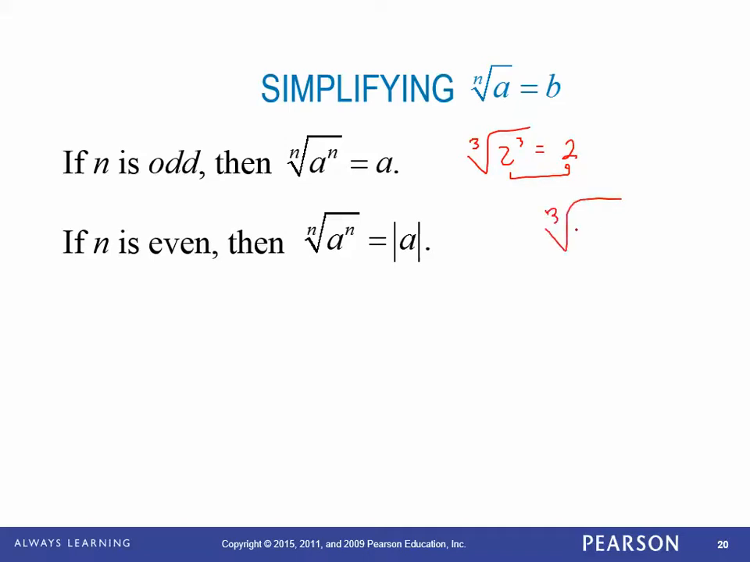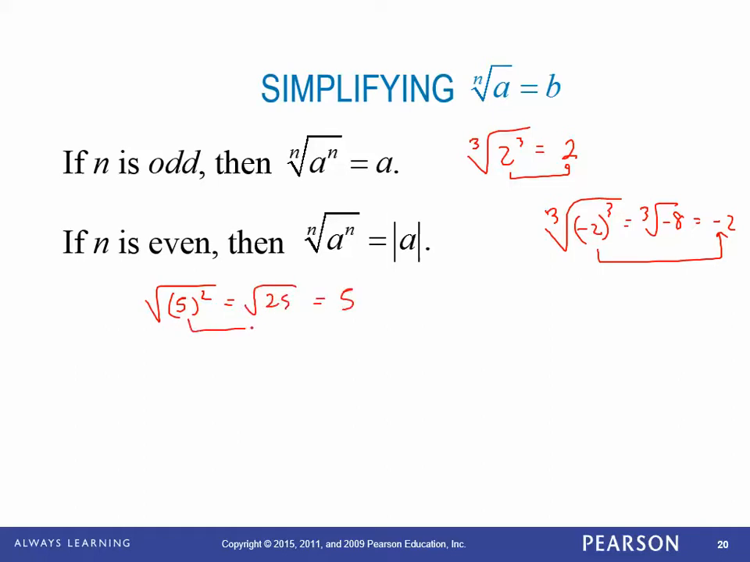Let's do this again with a negative 2. What's going to happen here? So negative 2 times negative 2 times negative 2 makes a negative 8, and the cube root of negative 8 is still a negative 2. Notice the numbers are exactly the same. That's for the odd. If it's even, then we got ourselves a little problem. Because if I take, say, the square root of 5 being squared, well, that's going to give me the square root of 25, and the square root of 25 is just giving me a 5. So in this case, that's true.